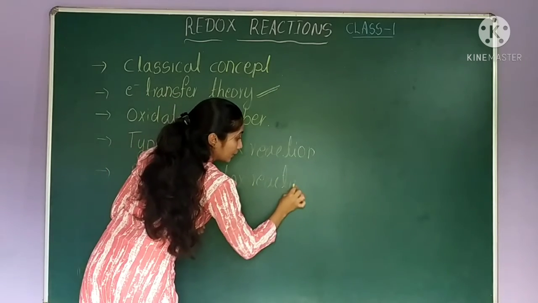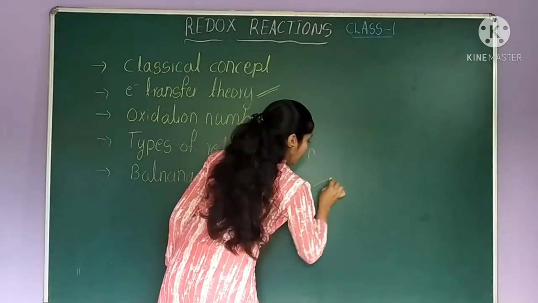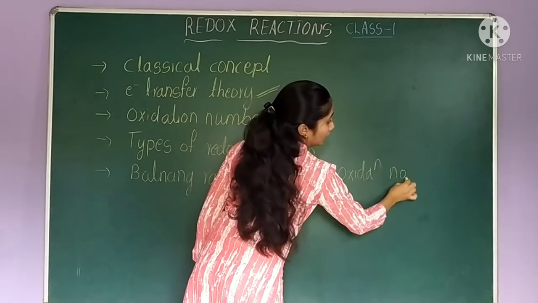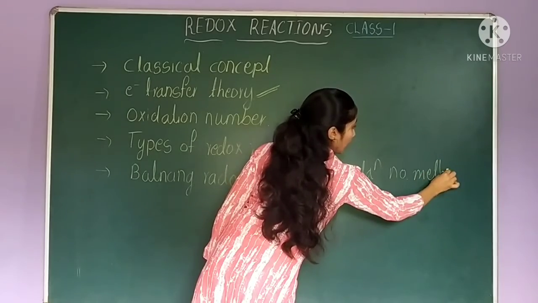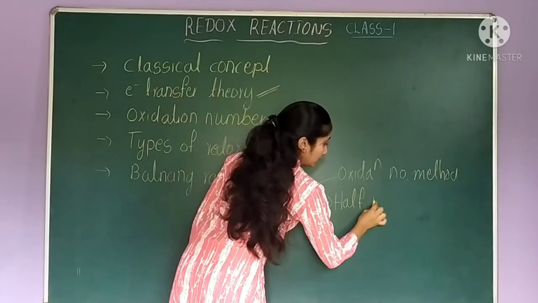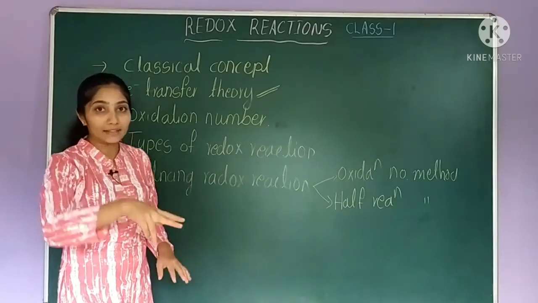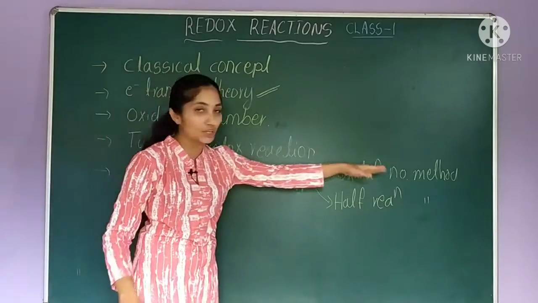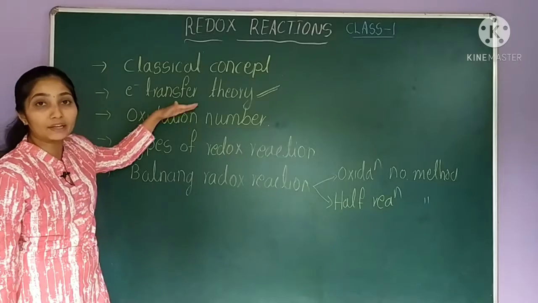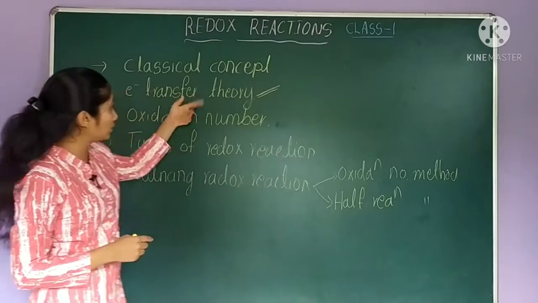There are mainly two methods in balancing redox reaction. One is the oxidation number method. Another one is the half reaction method. You can balance the redox reaction by using these two methods: one is oxidation number method, another one is half reaction method. This is a very basic concept, okay? You have to concentrate mainly on these two topics, okay?